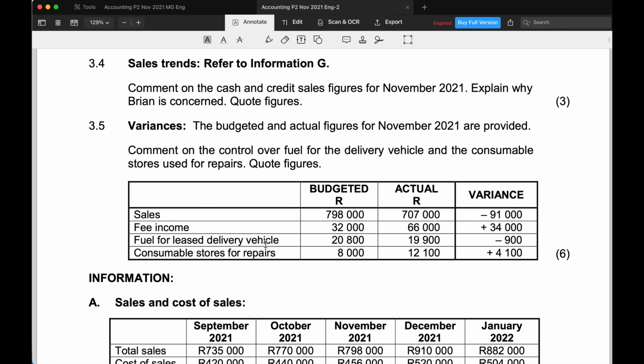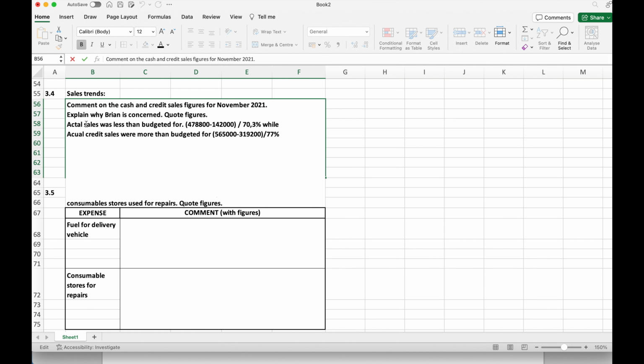We look at fuel. Budgeted was 2,800. The actual usage was 19,900. You look at consumable stores for repairs, budgeted 8,000, but the actual was 12,100. And then you comment on that by quoting figures. Even my spelling here is incorrect, but let me correct it: actual.